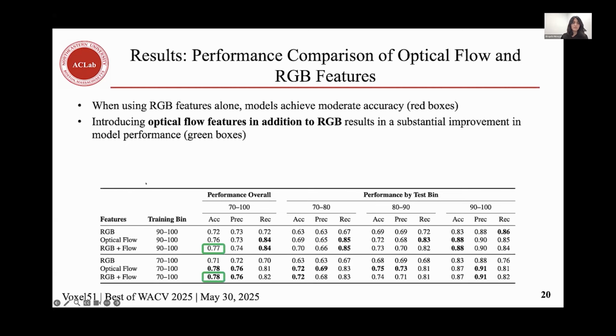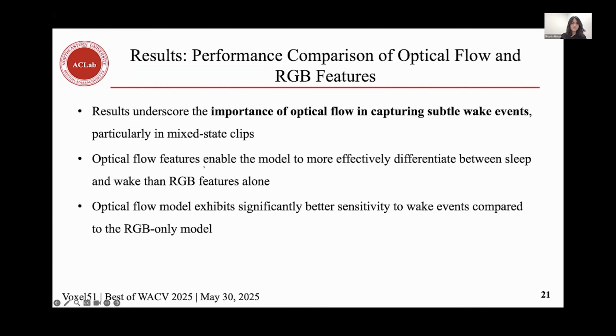Notably, though, when we introduce optical flow features in addition to the RGB, capturing the spatiotemporal aspect of the clips, this results in a substantial improvement in our model performance, which you can see from the green boxes, when we capture the RGB and the flow features in our classifier. So these results really showed us the importance of optical flow in capturing the subtle wake events, particularly in the mixed state clips. We learned that optical flow features enable the model to more effectively differentiate between sleep and wake rather than just the RGB features alone.